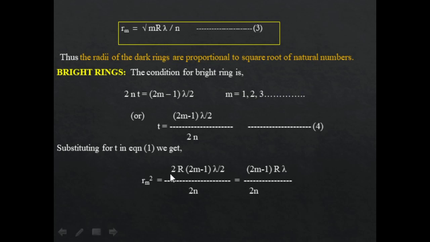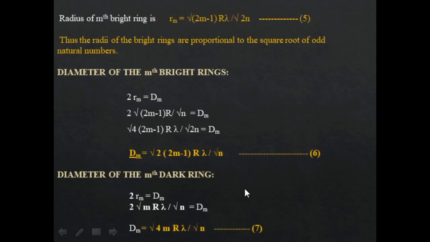We are getting the radius of the bright ring as square root of (2m minus 1) R lambda by 2n. So the radius of the bright ring is proportional to the square root of odd natural numbers. Since we have determined the radius, we can find the diameter of the bright ring. The diameter is nothing but 2 into Rm.